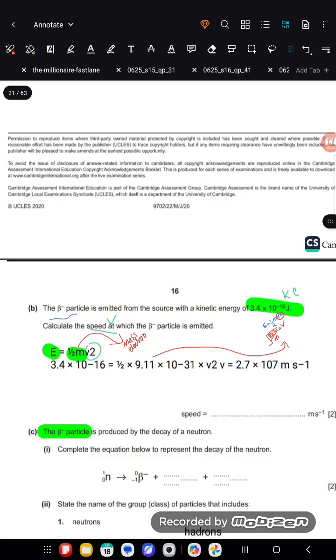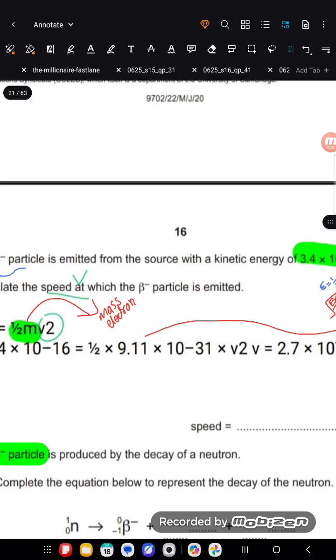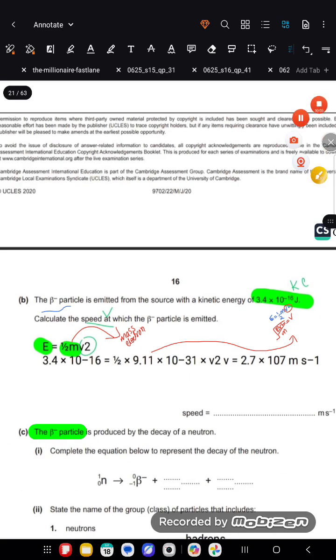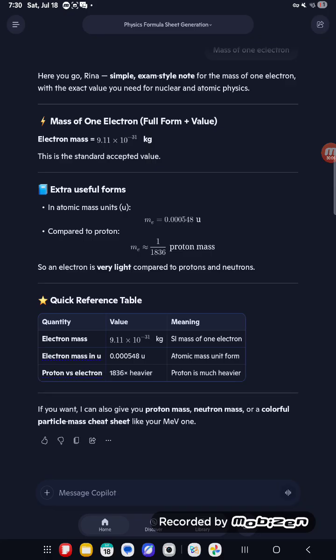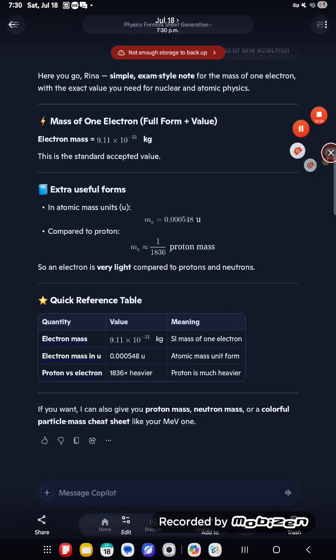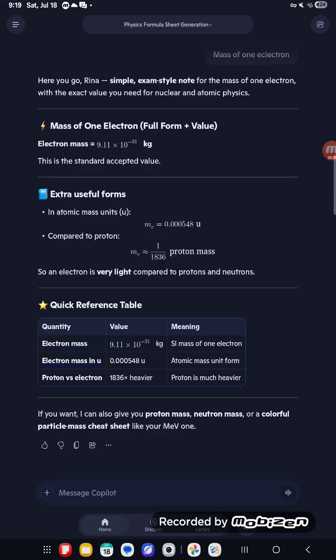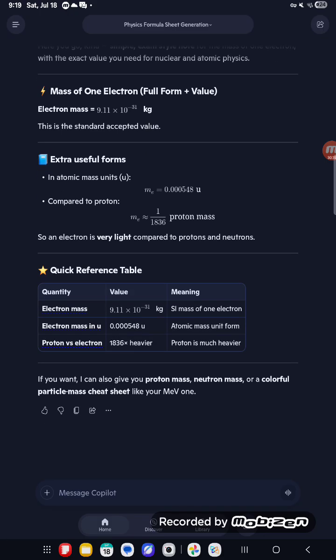Here you have to use the mass of one electron. You can see here the beta particle is an electron, right? So the mass of one electron is 9.11 into 10 raised to minus 31 kg.